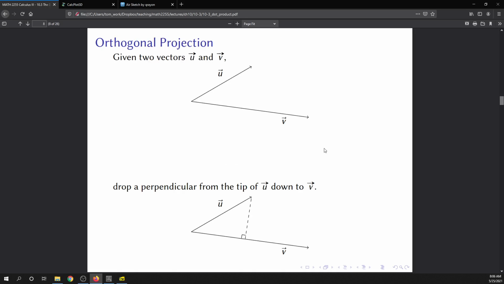Okay, so in the next video, we are going to talk about the orthogonal projection, and this is one of the things that will lead us to what exactly the dot product is geometrically.